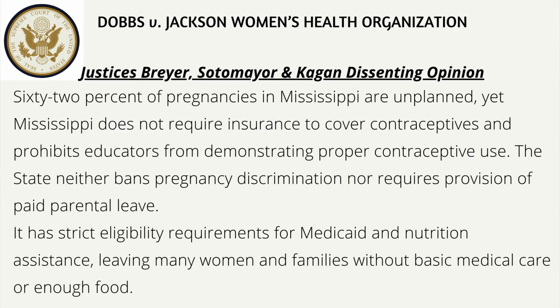They also have really strict eligibility requirements for Medicaid and nutrition assistance, which leaves many women and families without basic medical care or enough food. And this is unfortunately a really common thing, as the dissenting opinion talks about, that a lot of these states with very draconian laws on the books about abortion are also not providing any type of assistance and care to these women that are having to go through these pregnancies in these particular states.